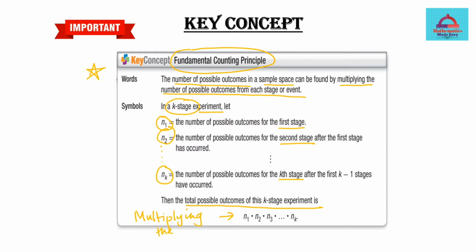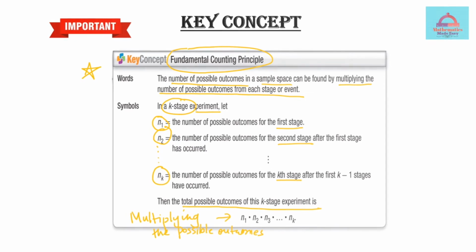So by multiplying the possible outcomes, you will get your total outcomes, which will help you to write all the possible outcomes using the fundamental counting principle. So this is a very important key concept for today. Let's see how we use this key concept in more questions.